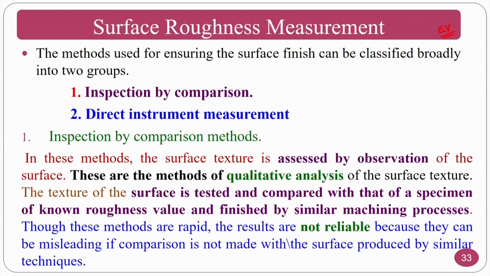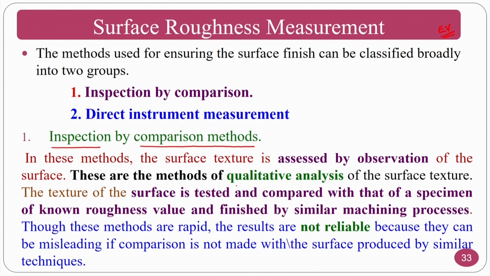The inspection by comparison method, if you see here, what is normally done is that these methods are assessed by observation. Basically, you just see that product and you tell whether it is finished or not finished. It is exclusively a comparison method, a qualitative comparison, whether this is good or the other object is good. These are the methods of qualitative analysis.